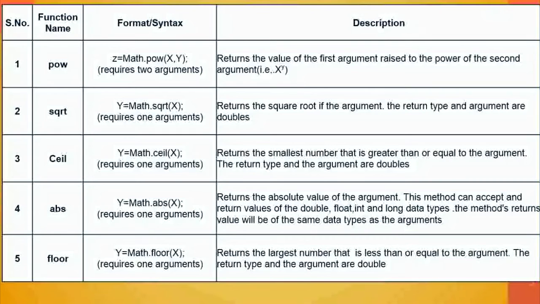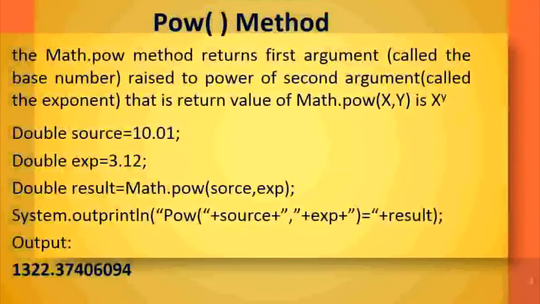The fifth one is floor. y is equal to Math.floor(x) requires one argument, and returns the largest number that is less than or equal to the argument. The return type and the arguments are double. These are the basic information of the functions. Now let us discuss in detail all the 5 functions. The first function is the pow method. So what is the pow method? Let us understand these functions' working with the help of some examples.